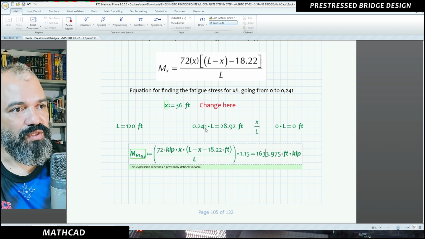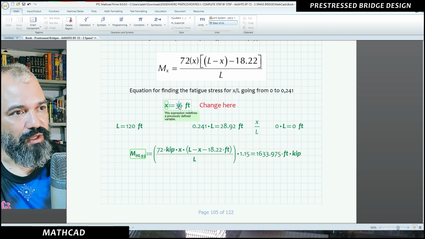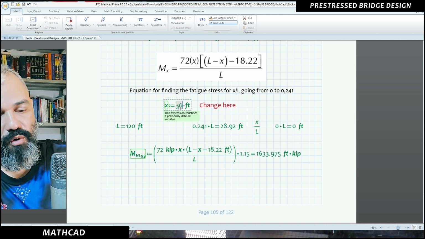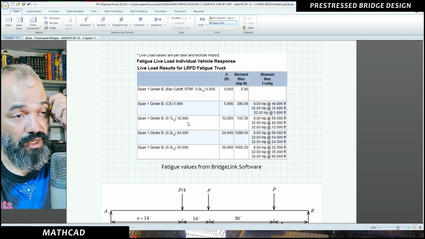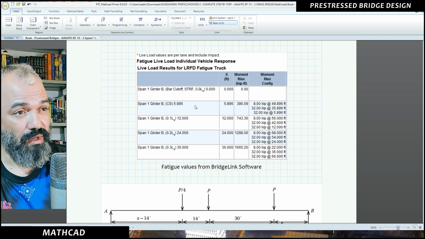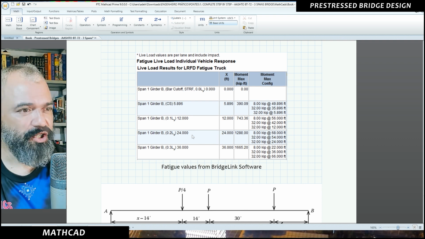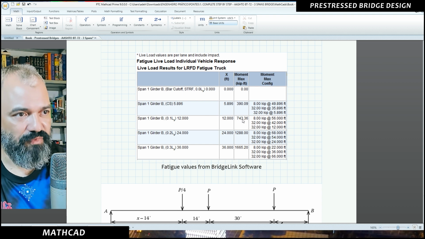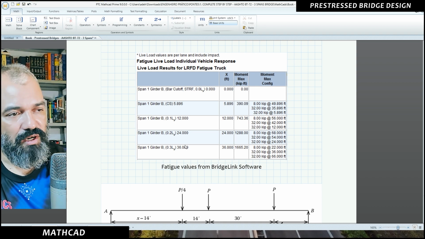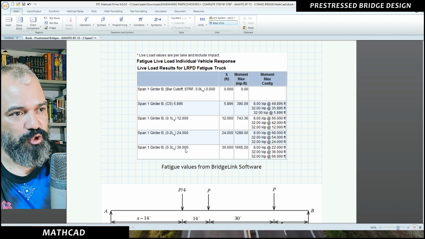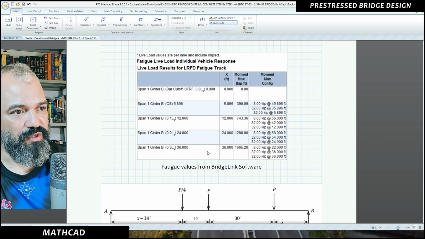Oops. See here, I can use these equations only until 28, so I can use it at 36 here. Let's go back to 12 feet. All right, okay, I'm showing you here the results on the BridgeLink software. 12 feet fits, 24 feet fits, right? These amounts here I have shown you in the previous section.